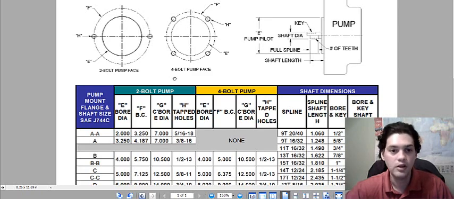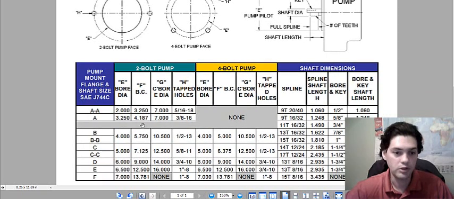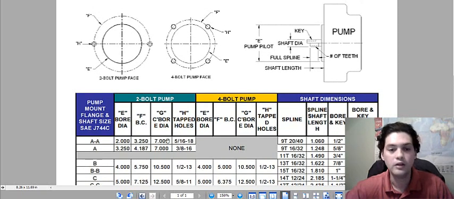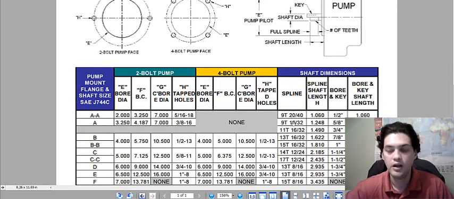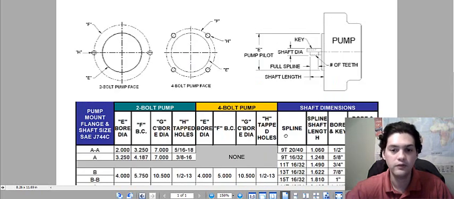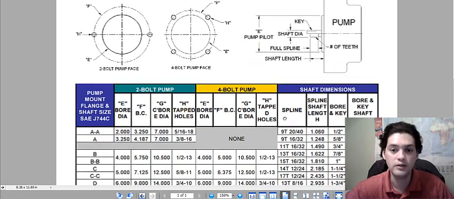So usually for an SAE standard, it's either going to be a 2-bolt or 4-bolt mount with the same dimensions as the pilot. Sometimes you would have a 6-bolt mount, but when you see those pumps, it's usually a combination of 4 and 2, so it would fit either a 2 or a 4-bolt. Now, the same with the shafts. It could be a spline shaft or it could be a key shaft. There are only so many dimensions in most standards, anyway, the SAE standards.